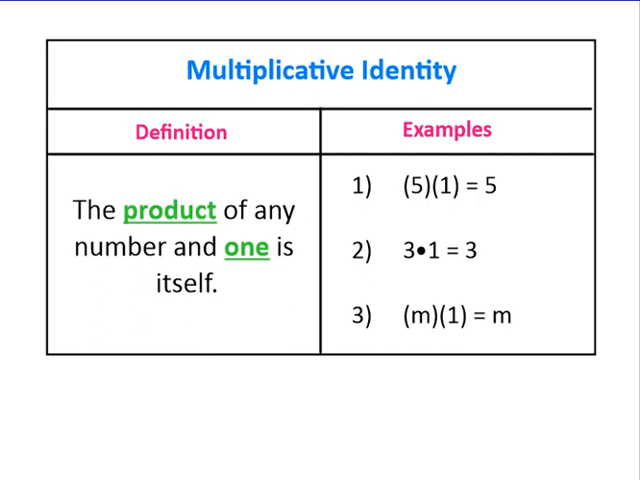We also have something called the multiplicative identity, which is a lot like the additive identity, except instead of 0, we use 1. So it says that the product, and remember product is the answer to a multiplication problem, the product of any number and 1 is itself. So 5 times 1 is 5, 3 times 1 is 3, and then we can also use letters or variables. M times 1 is m. Anything times 1 is itself, basically.